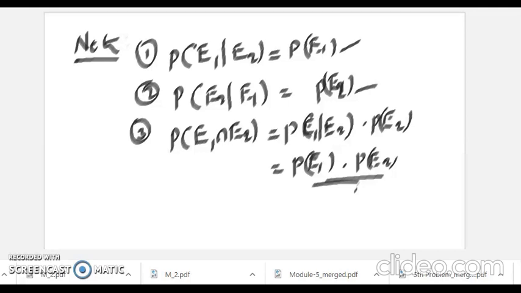Now look at some theorems basing on these 3 points, mainly the point number 3.